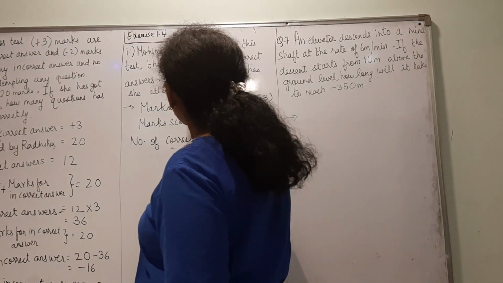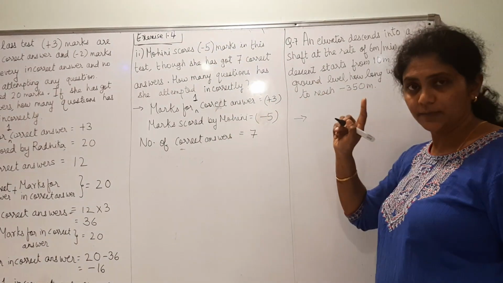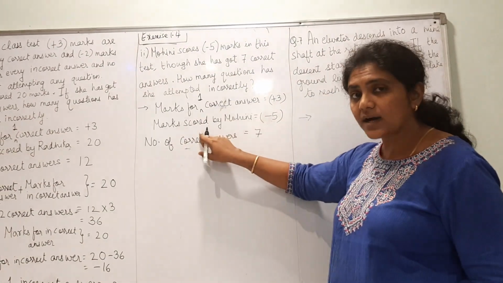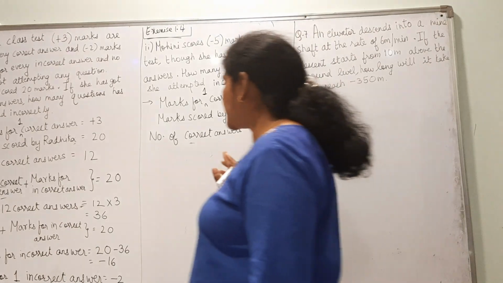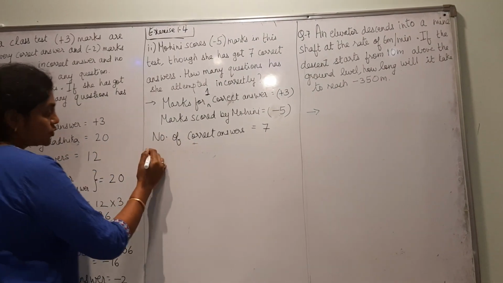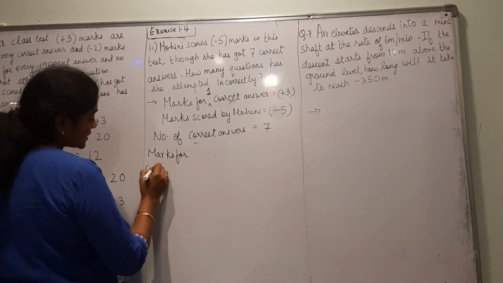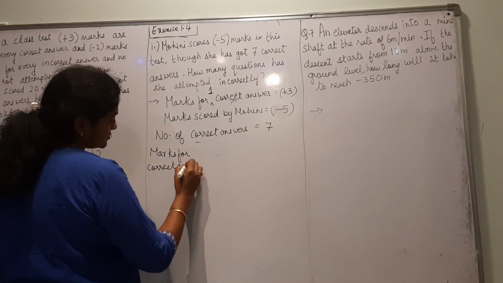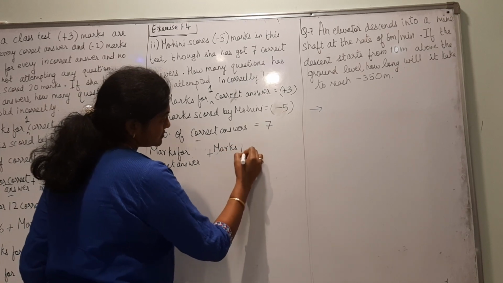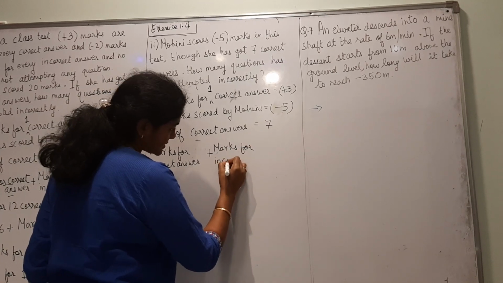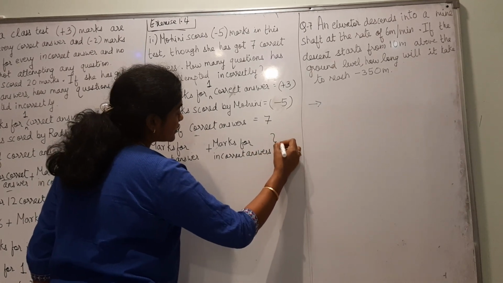As you know, marks for one correct answer is given +3. And the marks Mohini has scored is -5. Again, we will find marks for correct answers plus marks for incorrect answers, that is equal to -5.